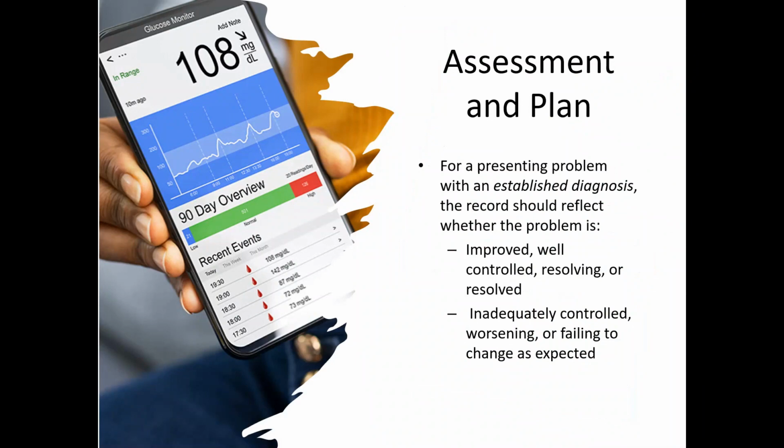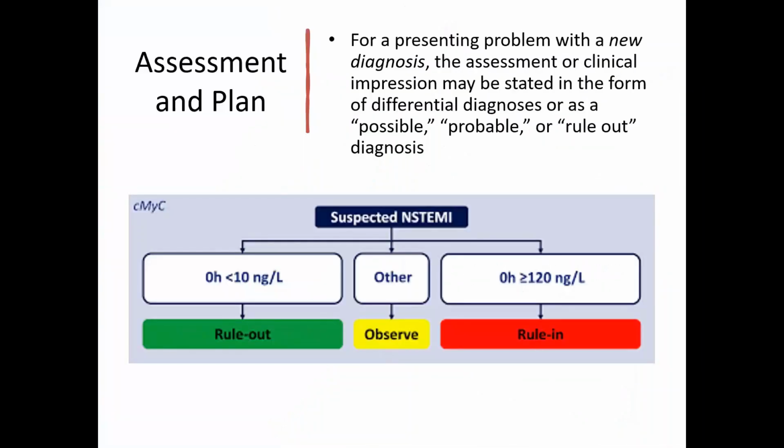So for someone who has an established diagnosis such as diabetes, you're going to need to tell us whether this is well controlled, if it's not well controlled, why it's not well controlled, and what can be done moving forward. If you have a new diagnosis, such as you're ruling out acute coronary syndrome, you can include that as your assessment and explain what's going on there.